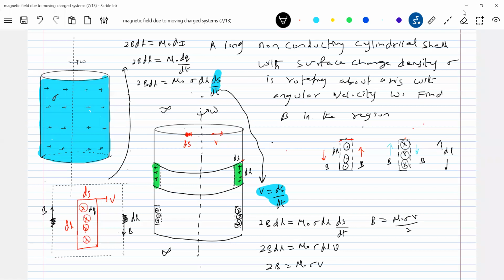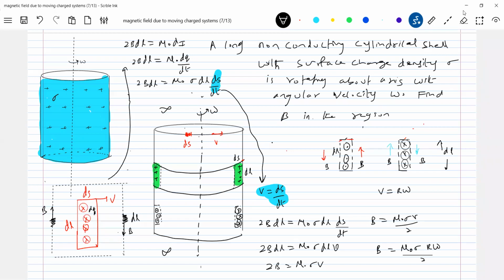What is v? We don't know v, no? We have assumed it. v is equal to r omega. So for a rotating cylinder also, we are able to bring it like this. So this is the magnetic field due to one strip. Okay, let's come for now inside and outside.